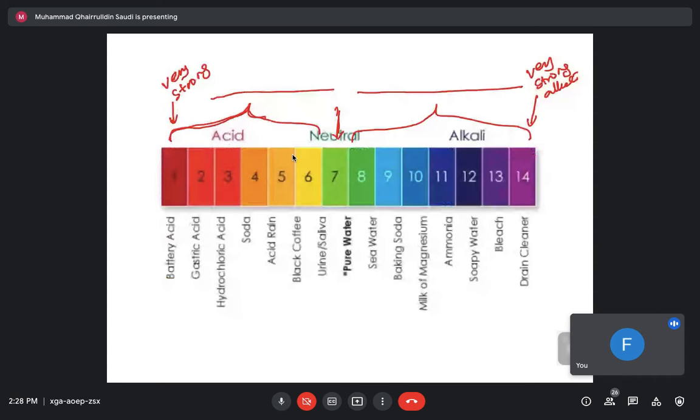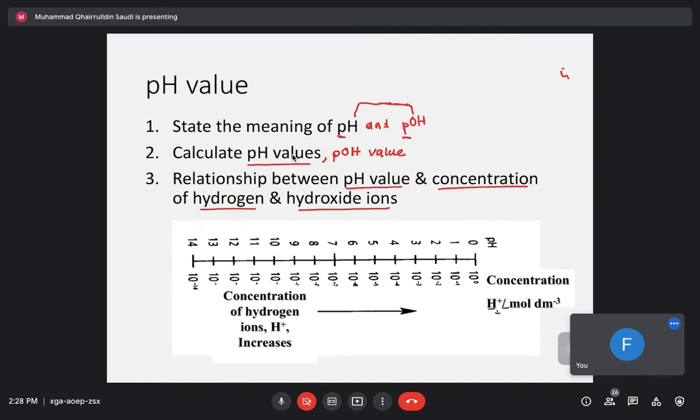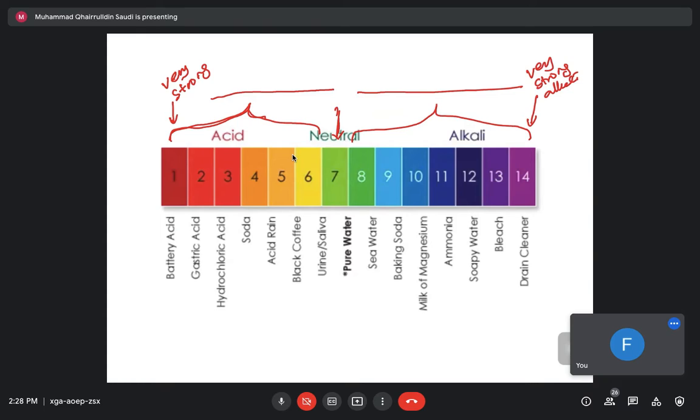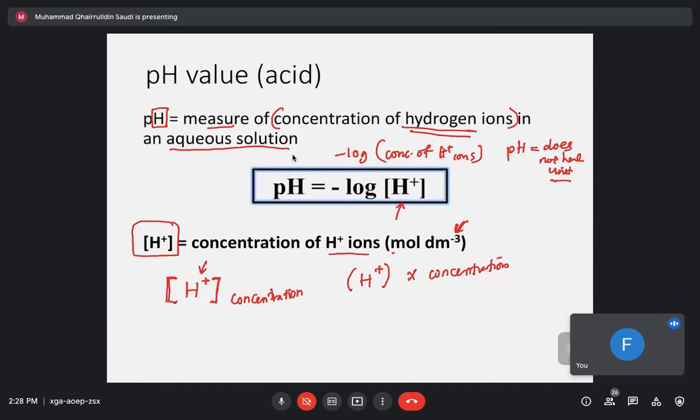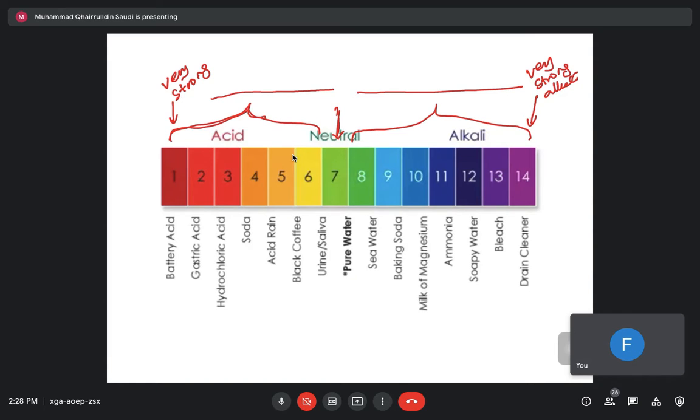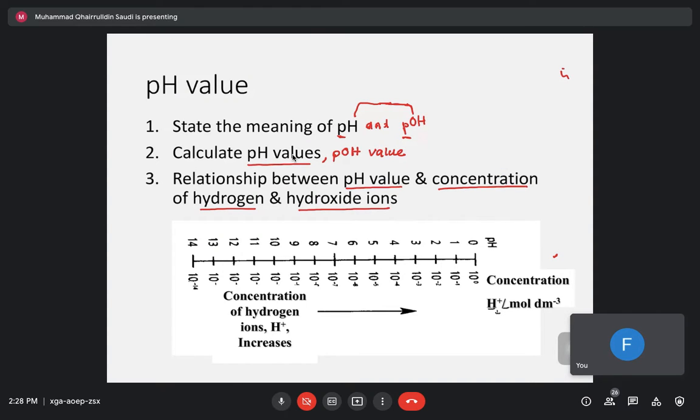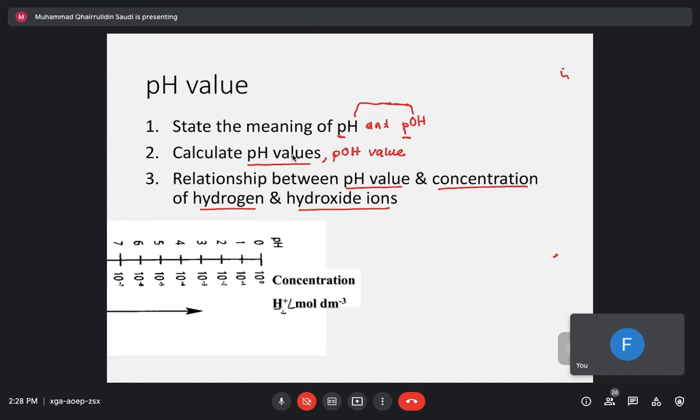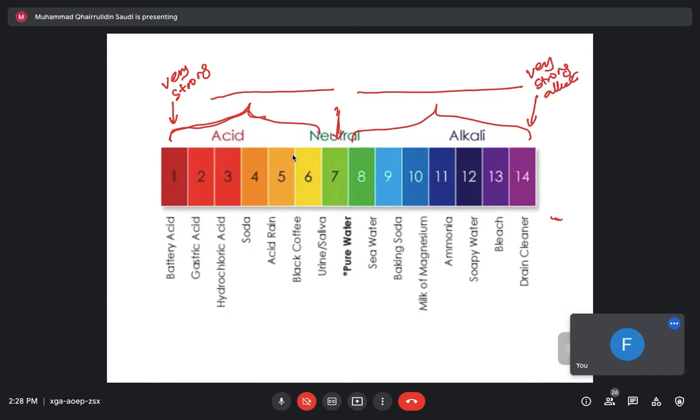Ada tak tempat kosong tu saya check. Okay, let's see patah balik dekat sini. Okay, dekat sini. Awak nampak slide pH value acid ke? Ke awak nampak slide pH value colourful? Acid. Now? Colour betul? Okay.